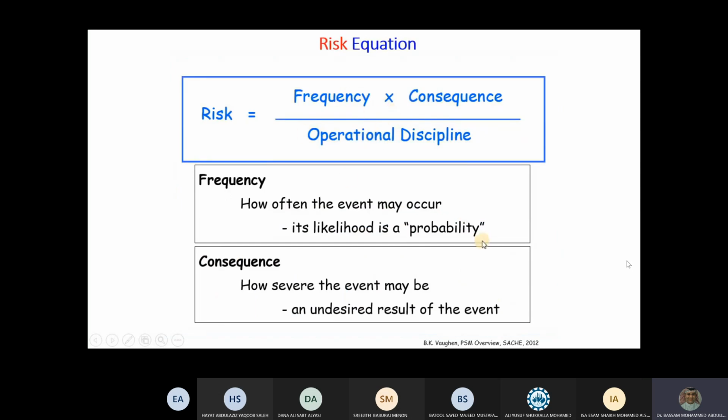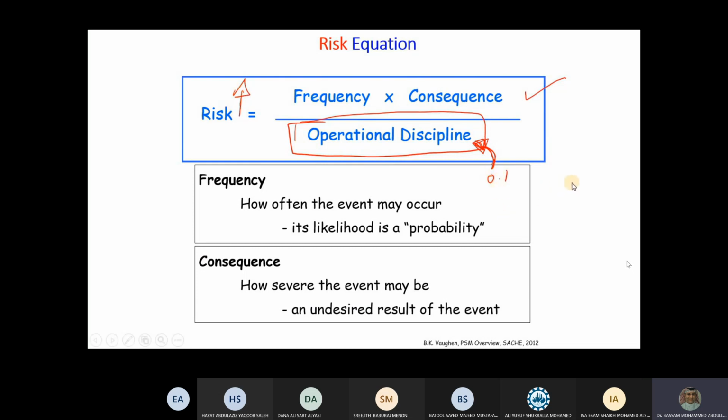We are going to add something. Usually you will not find this in many places because they consider this as one. I mean, they concentrate more on the frequency to consequences. But operational discipline is something you're adding. If you have bad safety precautions, you don't have good management for safety, no procedures, then you're putting this down, and this just increases the risk. Okay, this just increases the risk.